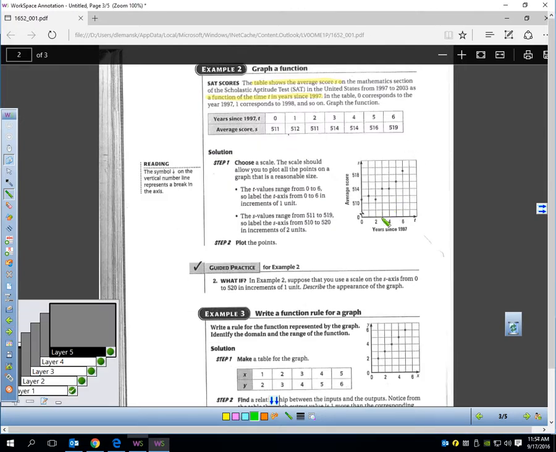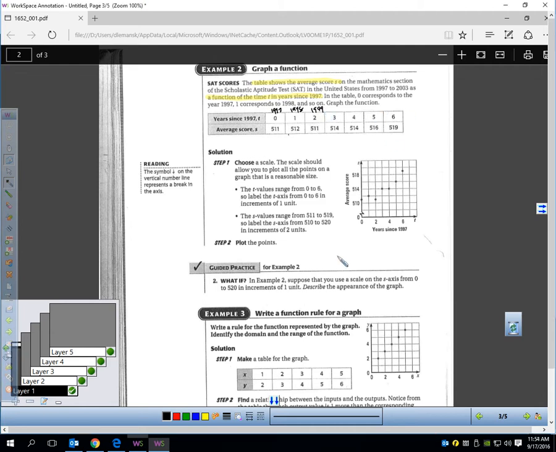You'll have some story problems that they will ask you to graph. In this particular story problem, the table shows the average score S on a mathematics section of the SAT in the United States from 1997 to 2003 as a function of time in years T since 1997. In the table, 0 corresponds to the year 1997. So when they say that, they're saying year 0 would be the equivalent of 1997, and year 1 would be 1998, and year 2 would be 1999, and so on.